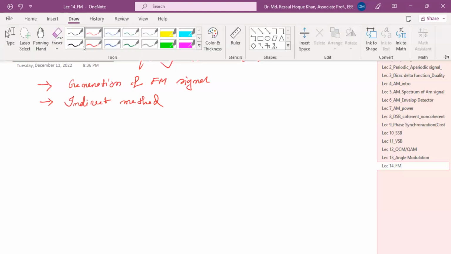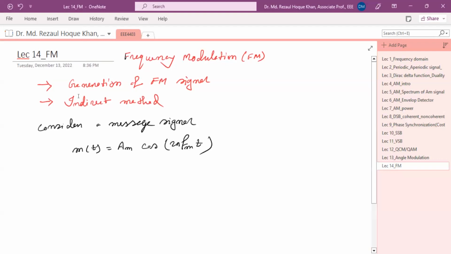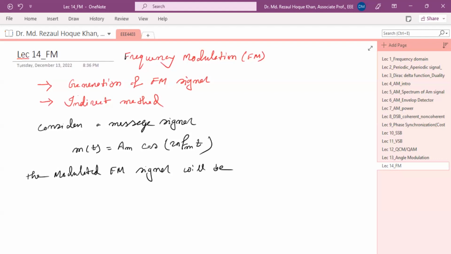So consider a message signal. Message signal m(t) will have amplitude Am cos 2 pi fm t. So what will be the modulated FM signal? We actually got the modulated FM signal from our previous lecture, right?